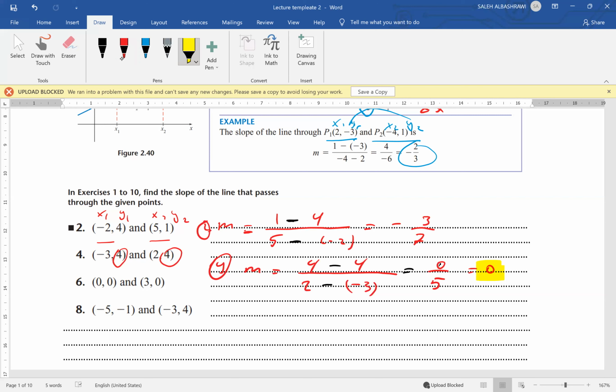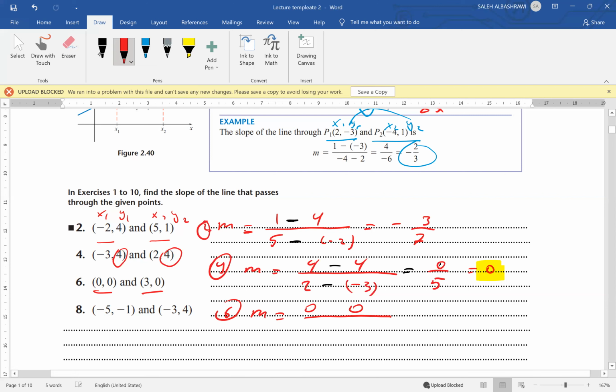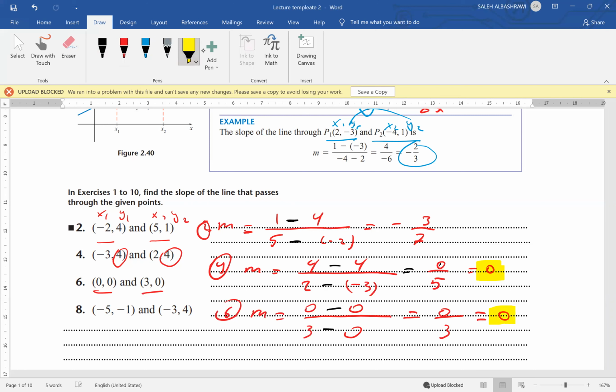For the next example, number 6. I have (0, 0) and (3, 0). So the slope of this line is equal to y2 minus y1, which is 0 minus 0, divided by x2 minus x1, which is 3 minus 0. So it is 0 divided by 3, which is equal to 0. Again, the slope is equal to 0 for this line.